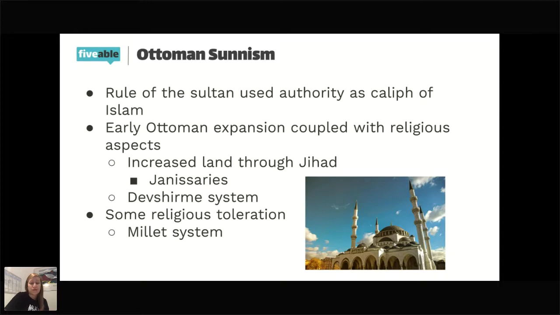But again, that devshirme program really did target non-Muslim communities, and it helped the empire grow and build their military and build their bureaucracy, because those young Christian boys would be converted to Islam and then brought into the government system.